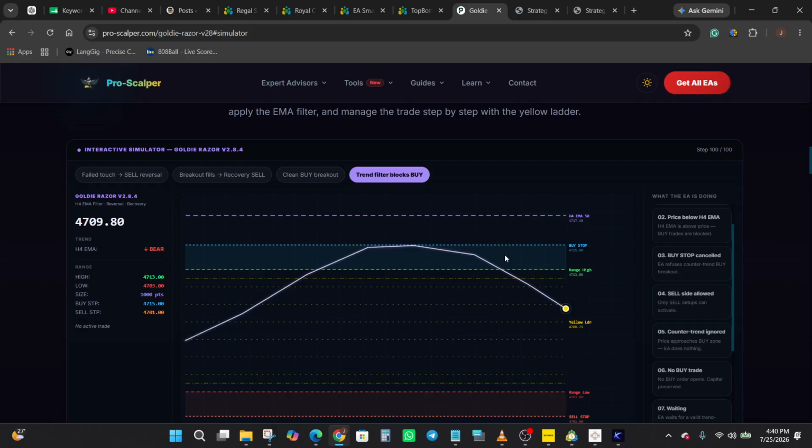So in conclusion, Goldie Razor V2.8.4 presents a structured approach to gold trading on MetaTrader 5 by combining range breakout with strict trend filtering and dynamic step trailing. It may appeal to traders looking for explicit trend-aligned breakouts and recovery logic on XAU-USD. However, no single expert advisor is suitable for every market condition or risk profile. So proper testing and risk control remain very, very essential.